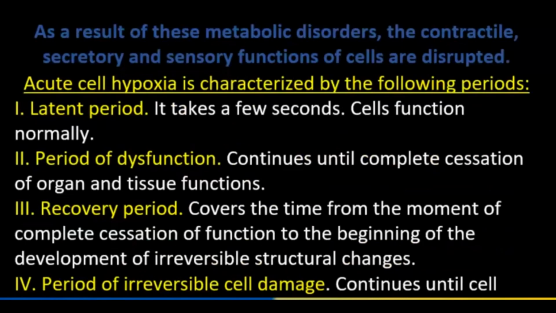Acute cell hypoxia is characterized by the following periods: a latent period, period of dysfunction, recovery period, and period of irreversible cell damage.